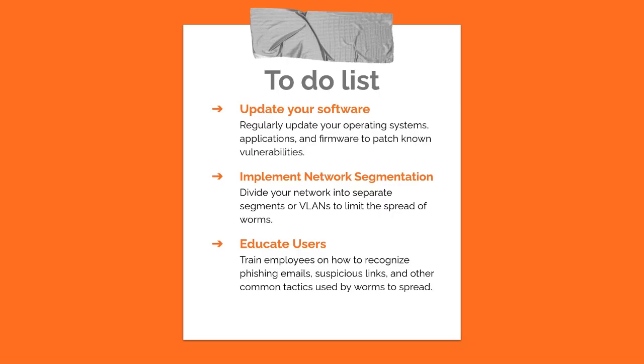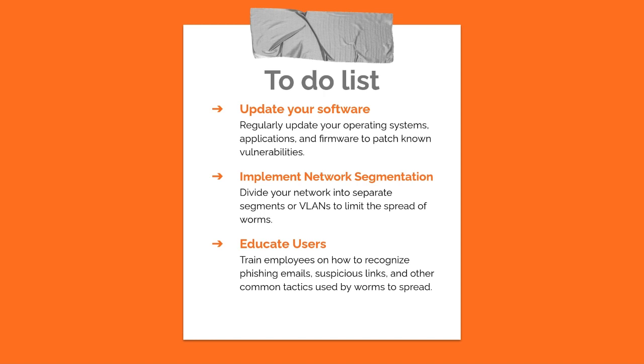So how can we protect ourselves against these worms? First of all, you need to update your software. Regularly updating your operating systems, applications, and firmware to patch known vulnerabilities will prevent worms from using these vulnerabilities to infect your system. You can also implement network segmentation. By dividing your network into separate segments or VLANs, this can limit the spread of these worms.